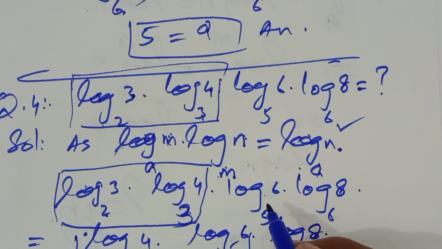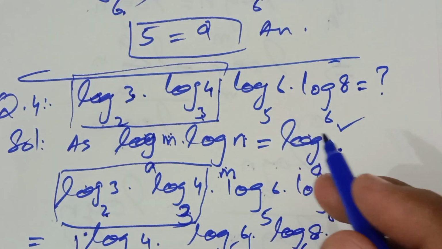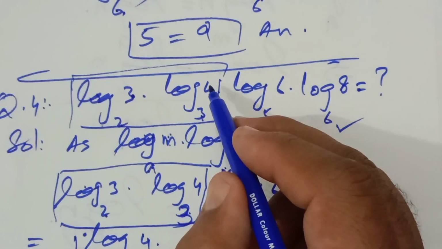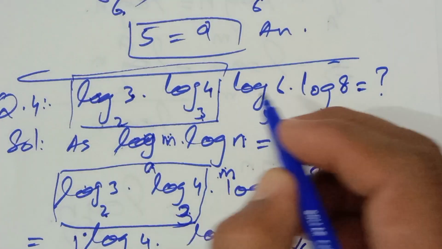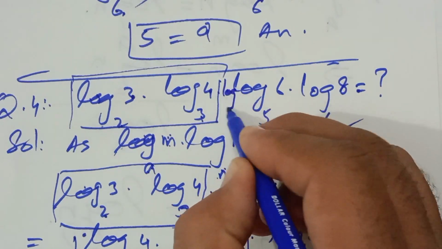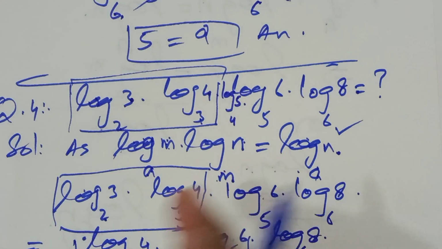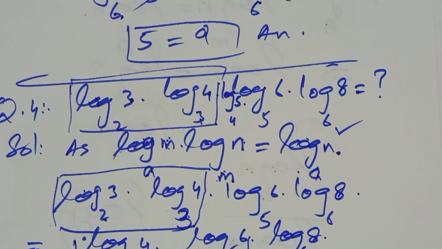Something is wrong here. Log with base 2 of 3, log with base 3 of 4, and log with base 4 of 5, multiplied by log with base 5 of 6. We are making a mistake here.